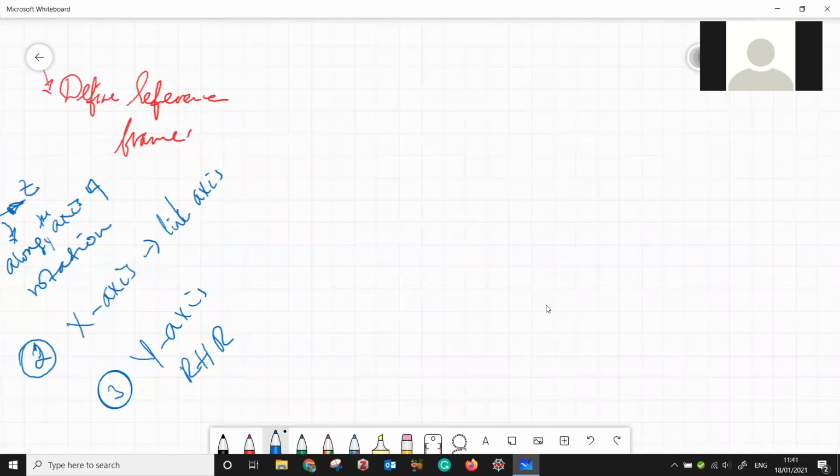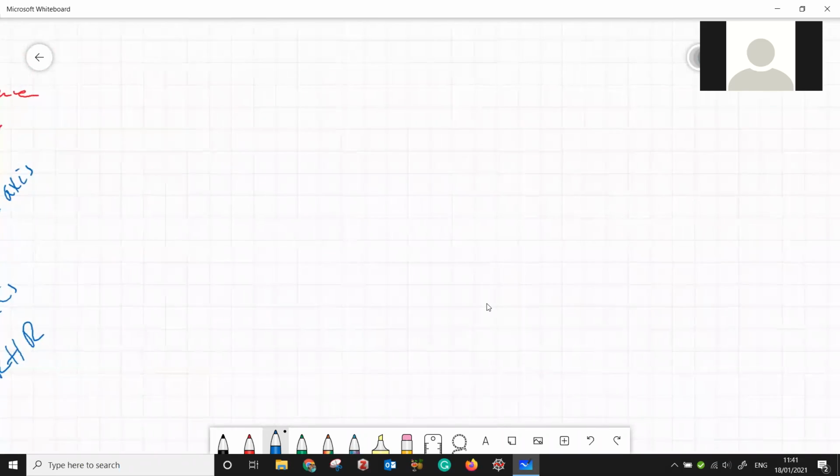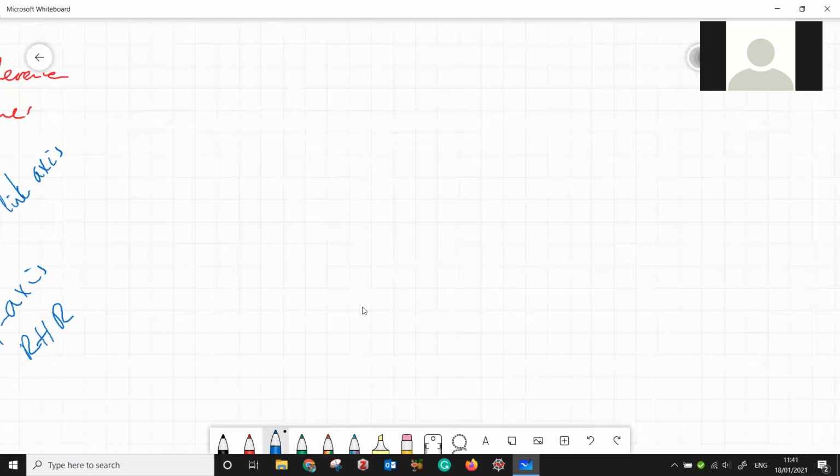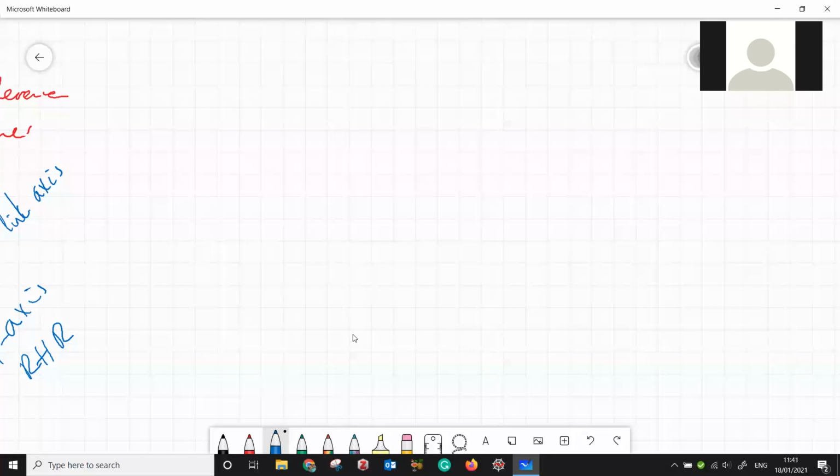Okay, it looks like you all are okay with this. So now the second step is, if we have a reference frame, then how do we represent the spatial representation of the position and orientation? That's the next question.